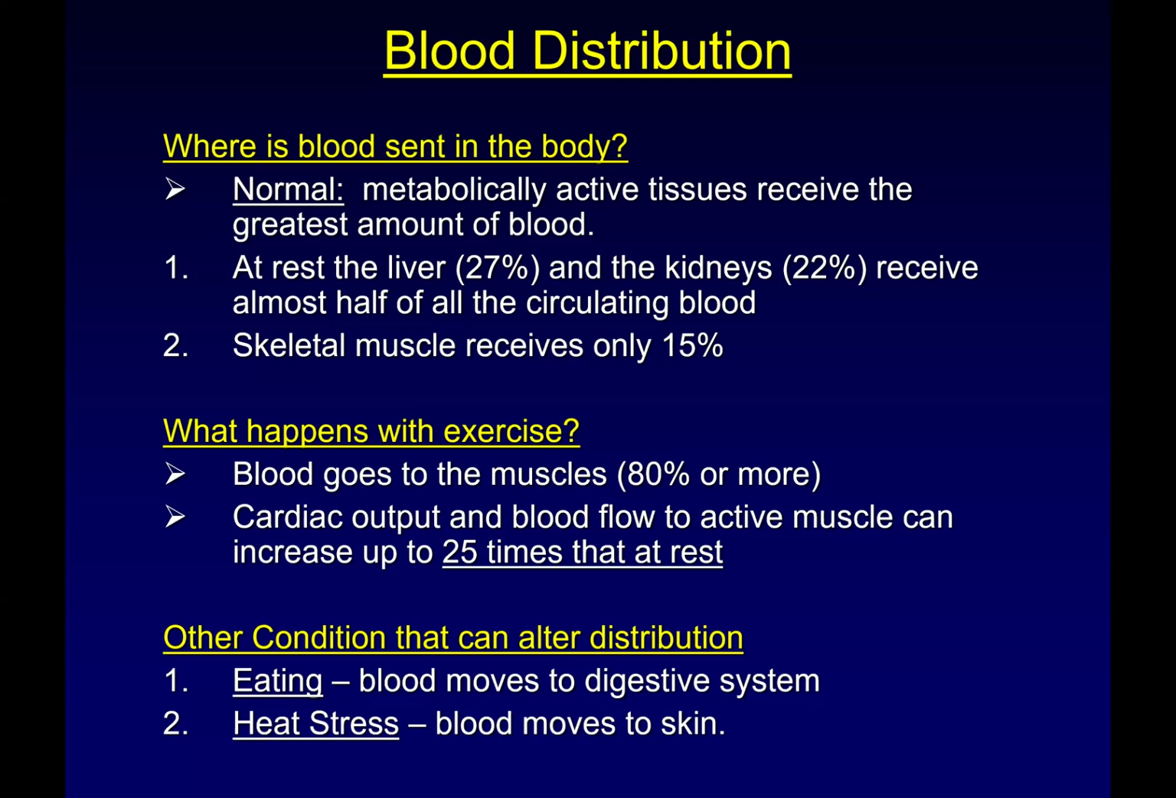Now, if you eat, blood wants to go to your digestive system. When you get hot and there is heat stress, blood goes to your skin. Blood wants to go to the skin to help us dissipate heat. This is why these things at times can be incongruent. You just ate, then you go to exercise. There's a competition between digestive system and muscles for blood. When it's hot outside, there's a competition between muscles and your skin for blood.